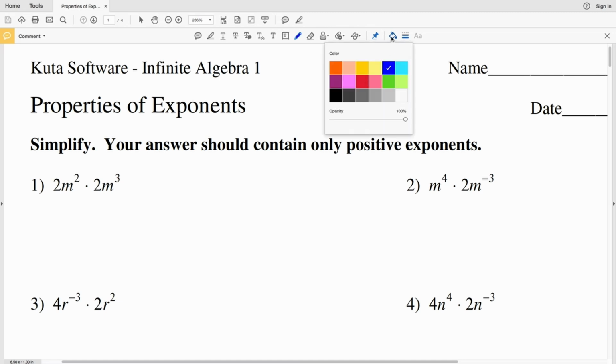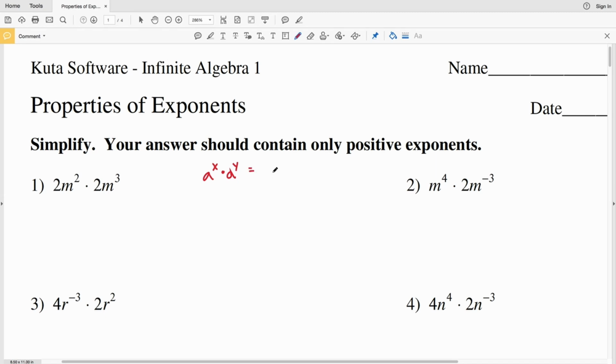In this first part of the worksheet, we're going to be dealing with the product rule. The product rule says that if we have a to the x times a to the y, that is equal to a to the x plus y. So if we have the same base, we are able to add those exponents together.